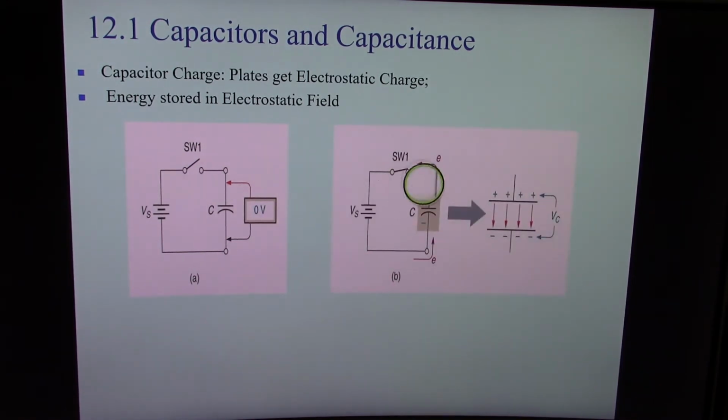If I close this switch, what will happen is all the free electrons on this positive terminal will travel to this positive terminal. They get attracted to this. And you'll get this negative charge at this negative terminal here. Essentially, it will push all the electrons from this negative terminal into here.